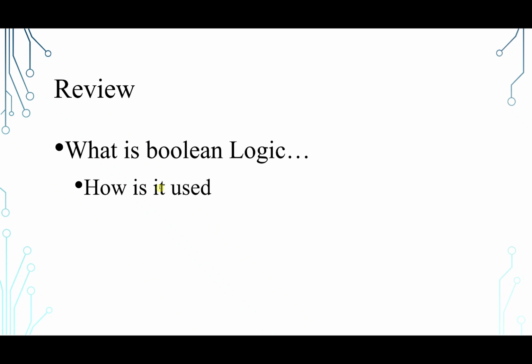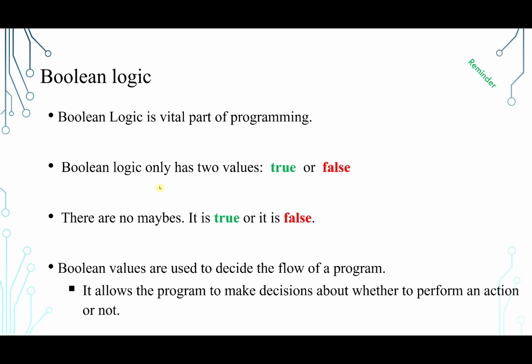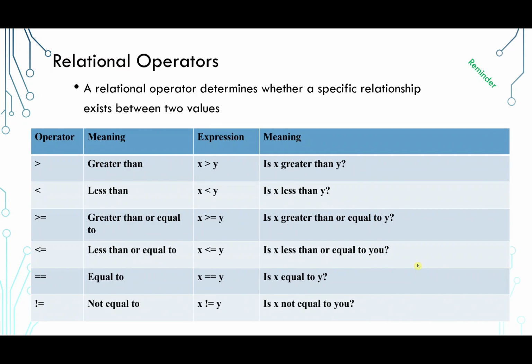Okay, what is Boolean logic and how do we use it? Boolean logic is a vital part of programming. It only has 2 values, true or false. There's no maybe. It is either true or false. It allows the program to make decisions about whether to perform an action or not, so it is used to decide the flow of the program. Here are the relational operators we are using in this lecture.